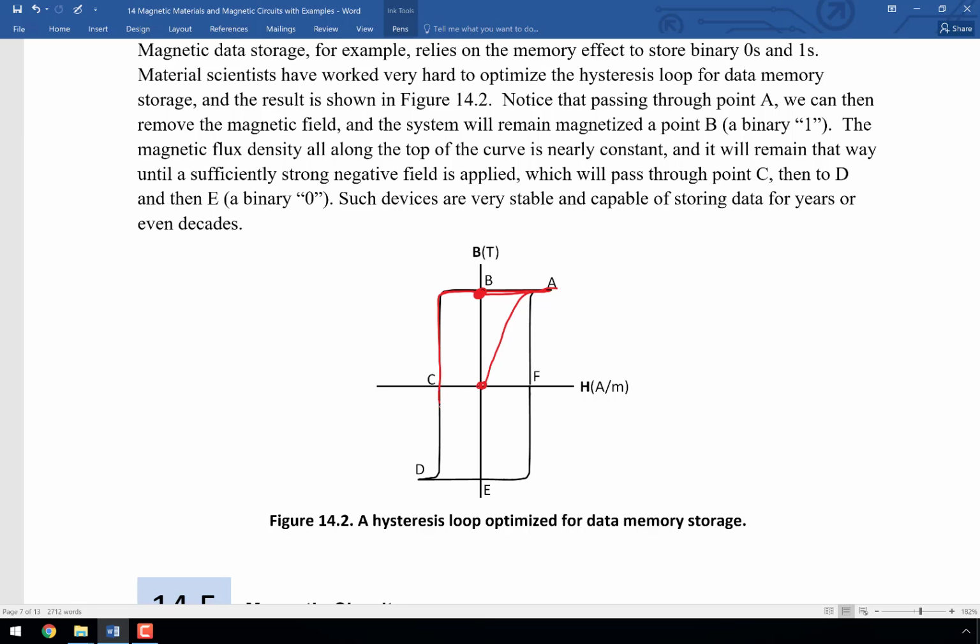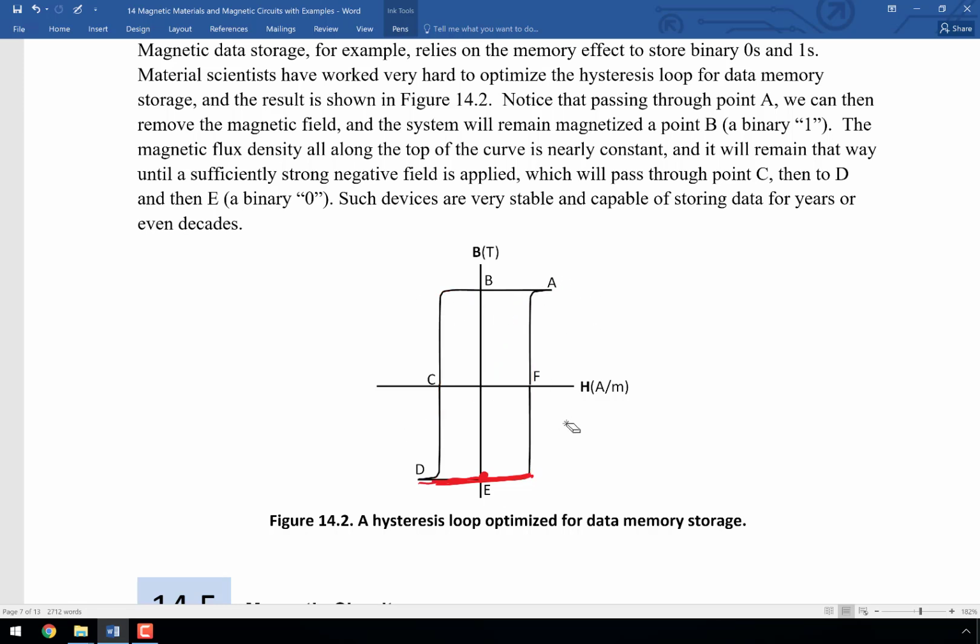Then just a little bit more, we're going to go in the opposite direction. And then it'll have a memory effect that it's pointing in the opposite direction. And then it'll be constant for a long range. Notice all of this range here, we're finding that it's always going to have the negative value. Only then can we zoom up here to F, where we've canceled out the magnetic field, and then all the way back up to A again.